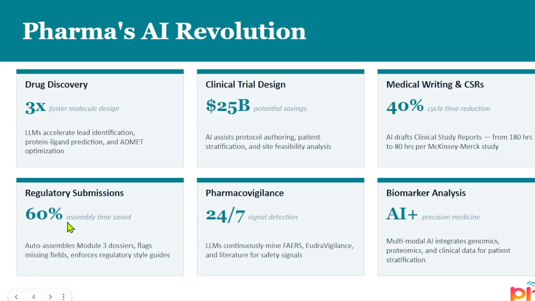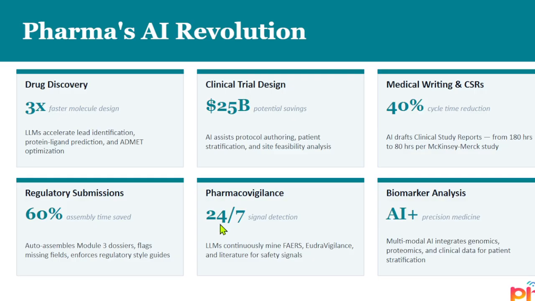Then regulatory submission, 60% time saved because, for example, for module 3, they can auto-assemble the documents and automatically upload the documents into module 3. Also, they will flag if any document is missing or a bookmark or hyperlink is not working. AI can help with that.